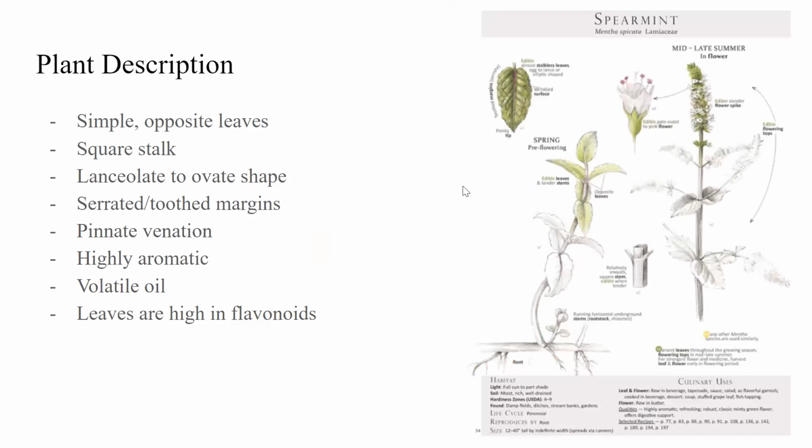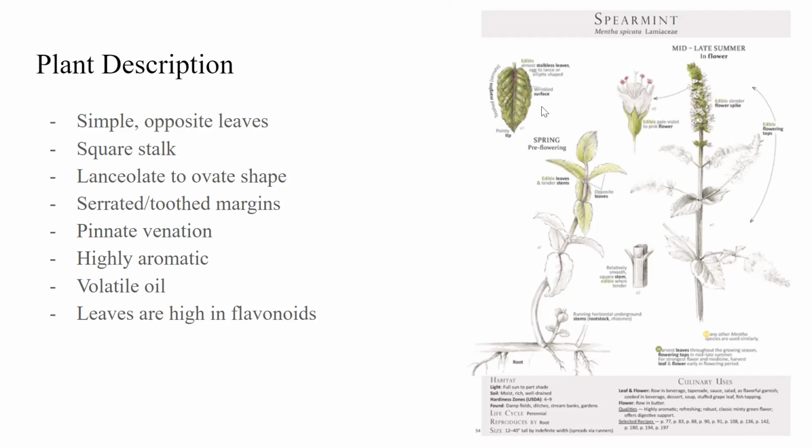Moving on to the plant description, the spearmint plant has simple and opposite leaves, as can be seen here in the image by the stalk where they're growing opposite each other. And the stalk is relatively smooth and square, as can be seen right here.